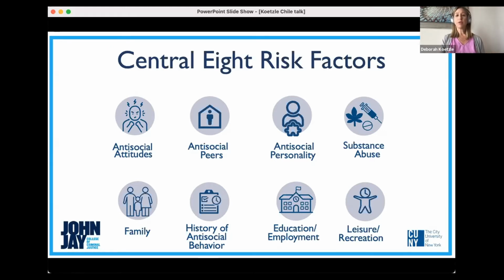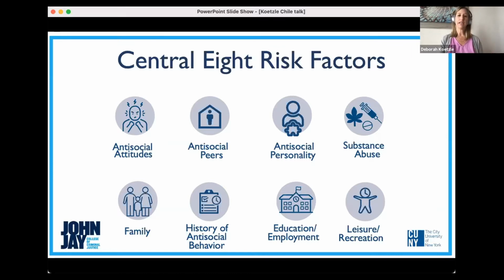We know from the research that youth that get into trouble at an earlier age are more likely to continue getting into trouble, that they tend to sort of miss out on developing some of those pro-social skills, coping skills. And so we need to be attentive to that.